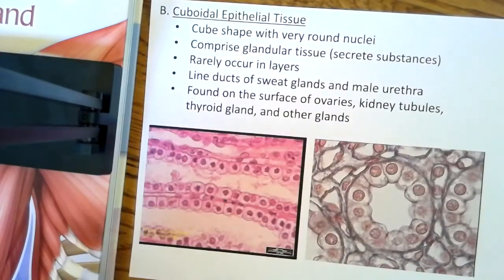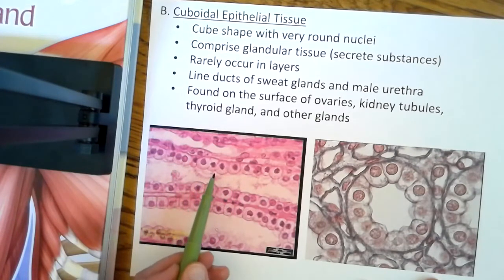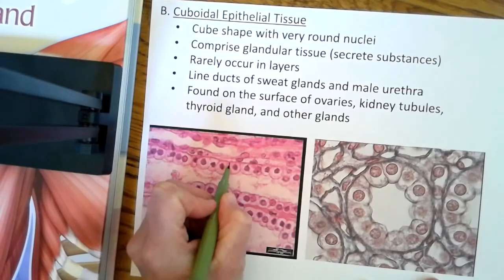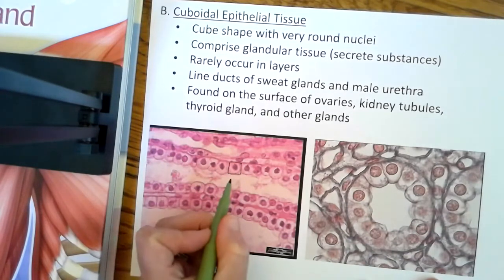While squamous epithelial tissue can be either simple or stratified, typically cuboidal epithelial tissue is going to be simple. It's rarely going to occur in layers. These are said to be cube-shaped. They have a very rounded nucleus. If you took each of these cells that you see along here or around this kidney tubule, and drew a box around one, you can see that essentially it would fill a little square, like I just did there.